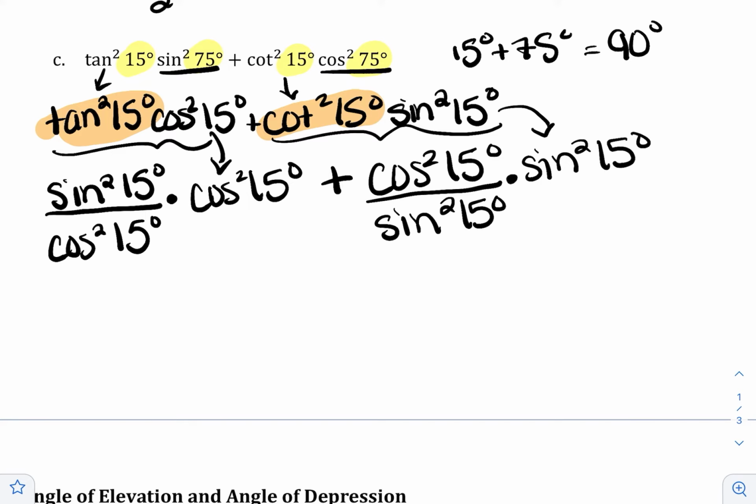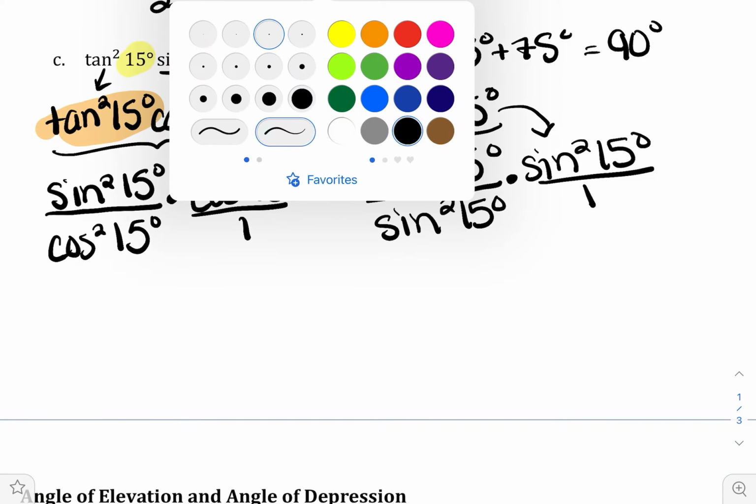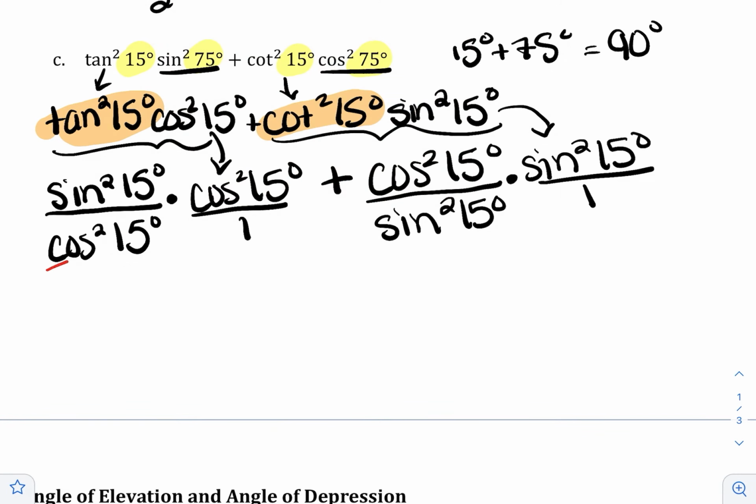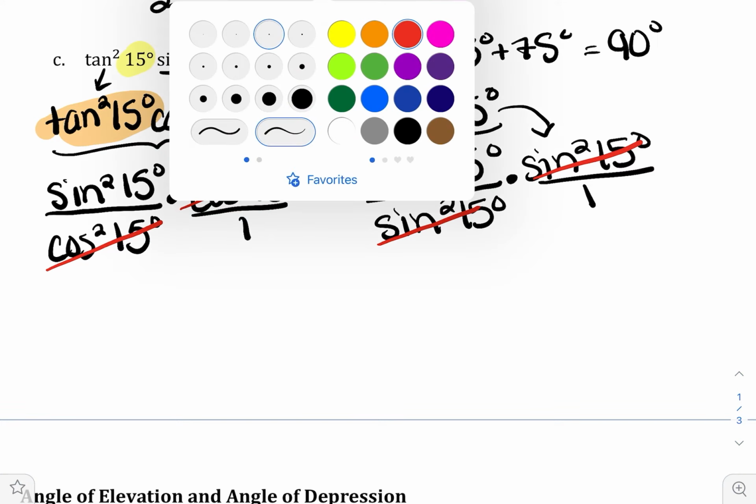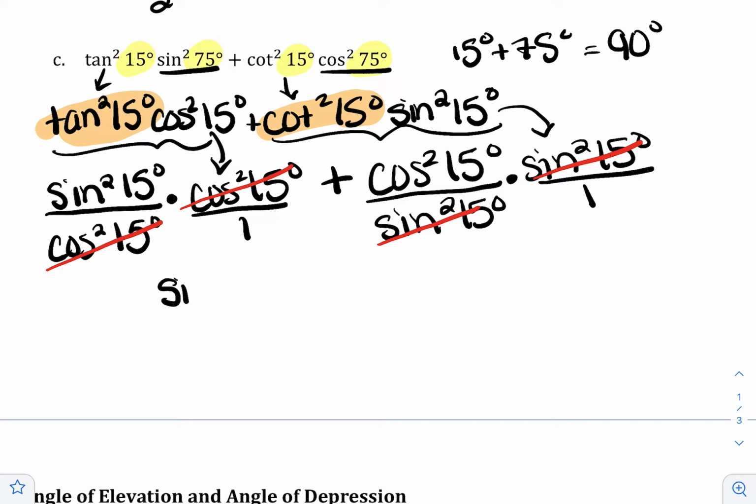Now, when you don't have a denominator, there is a denominator, and it's assumed to be 1. We just don't write it. So when you multiply across numerator and denominator, in the first term, the cosine squared 15 are going to cancel because 1 is in the bottom and 1 is at the top. And in the second term, the sine squared 15 is going to cancel. So I'm left with, in the first term, sine squared of 15 degrees. And in the second term, cosine squared of 15 degrees.